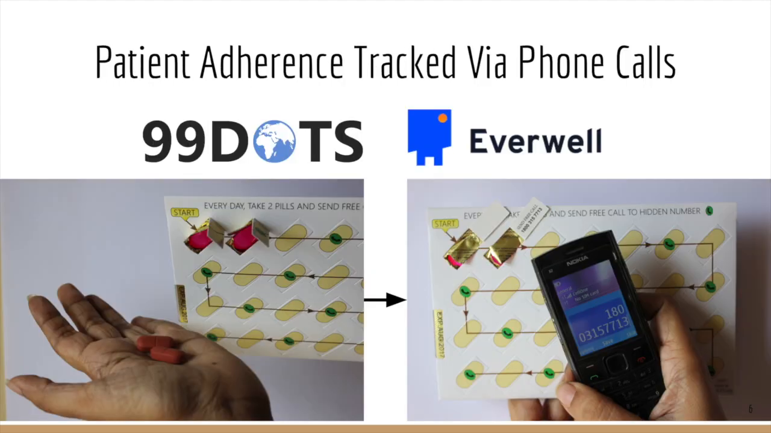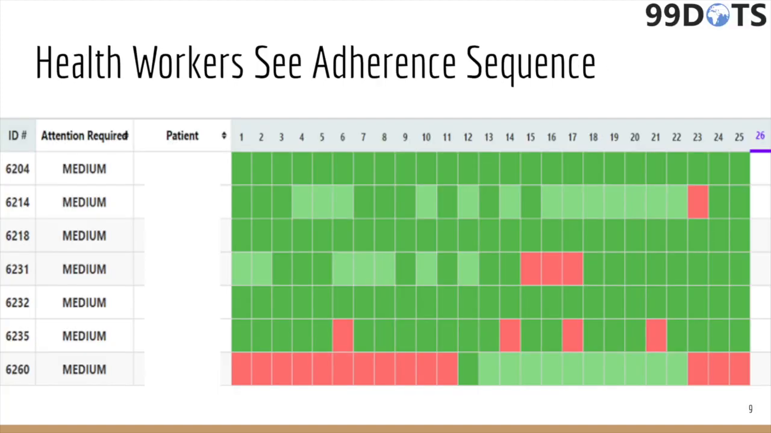One way this is being addressed is with 99 dots, which provides patients with an outer sleeve for their medications, such that when they remove a pill, it reveals a phone number that they can call to prove they took their medication. These calls populate a dashboard that their health workers would see like this. Here, a row is one patient, and a column is 1 day of adherence information. In practice, health workers use this information to help decide which patients to visit or call.